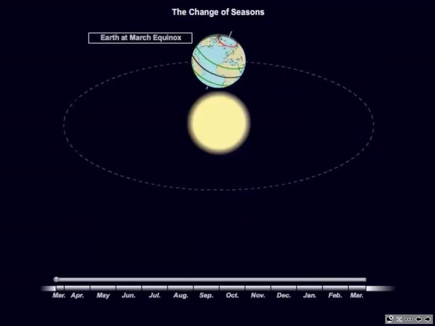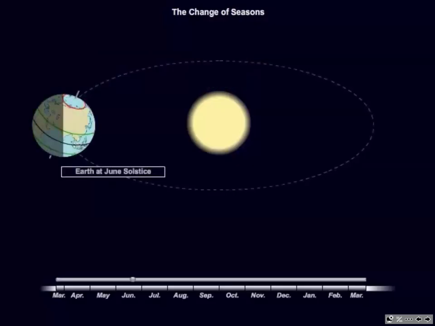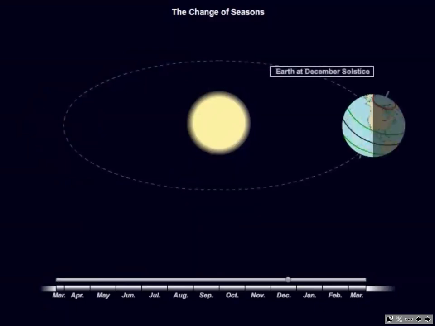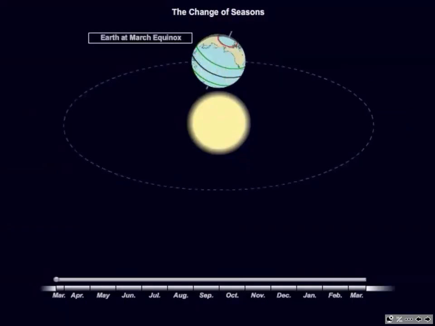4 days of the year deserve special attention. The March equinox occurring around March 20th, the June solstice occurring around June 21st, the September equinox occurring around September 22nd, and the December solstice occurring around December 21st. The animation begins on the March equinox.